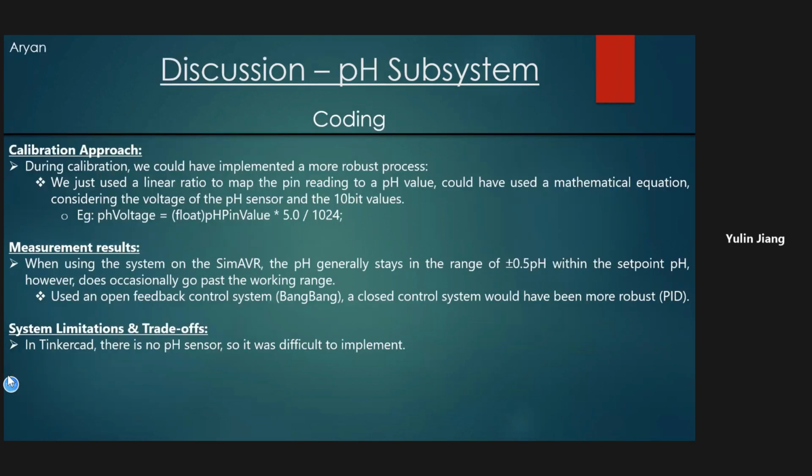Next. In terms of coding for the pH subsystem, we could have improved in many places. We were generally happy, but we could have improved. We could have used a mathematical equation for calibration, which would take into account the voltage and the pH voltage and the 10-bit values. In terms of measurement results, it was generally very accurate.